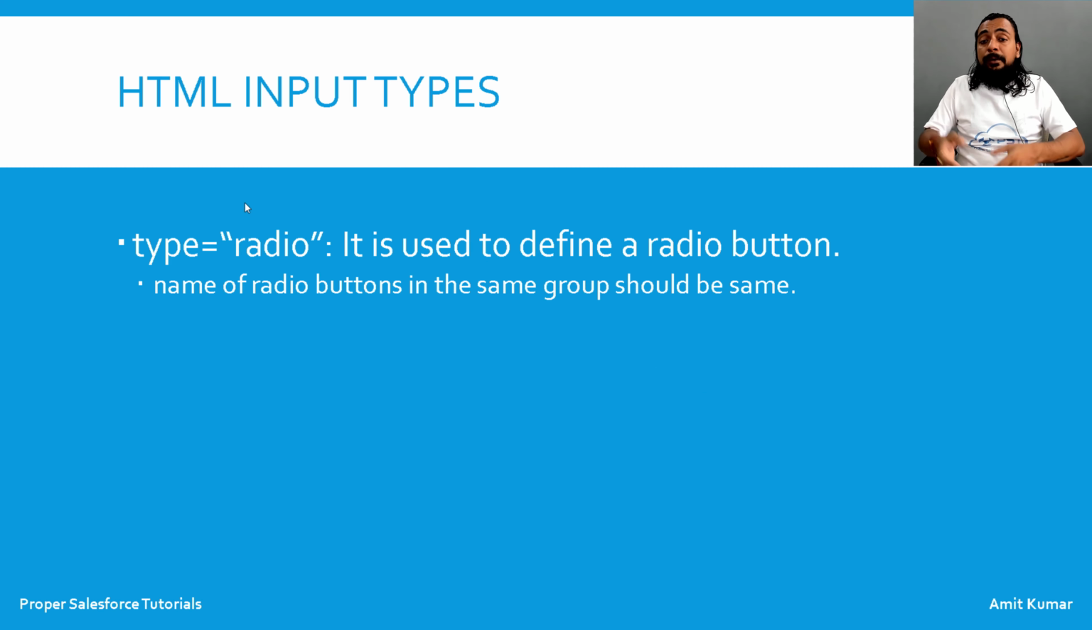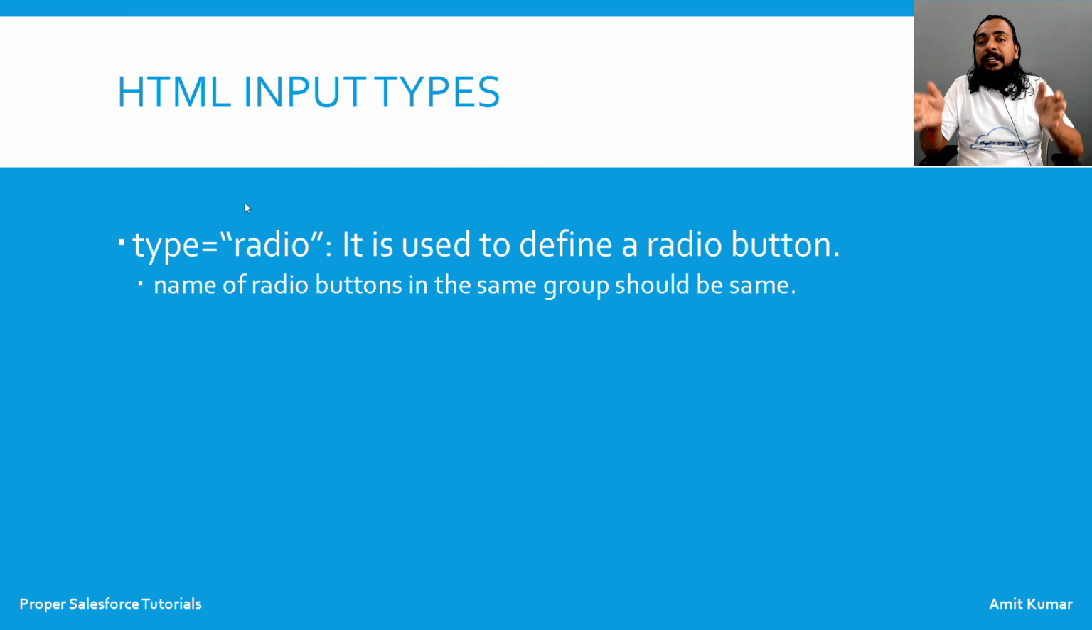Type as radio is used to specify a radio button, and the name of radio buttons in the same group should be the same. And the name is very meaningful. Just like you might have used a radio device in which you can listen to songs from different radio stations. But at a time, you can listen to a song from one radio station only.